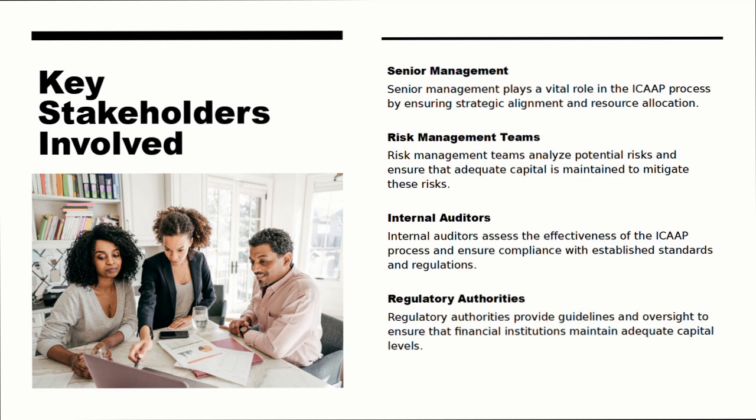Key stakeholders involved. Senior management. Senior management plays a vital role in the ICAAP process by ensuring strategic alignment and resource allocation. Risk management teams. Risk management teams analyze potential risks and ensure that adequate capital is maintained to mitigate these risks. Internal auditors. Internal auditors assess the effectiveness of the ICAAP process and ensure compliance with established standards and regulations. Regulatory authorities. Regulatory authorities provide guidelines and oversight to ensure that financial institutions maintain adequate capital levels.